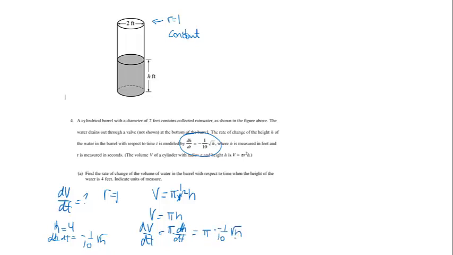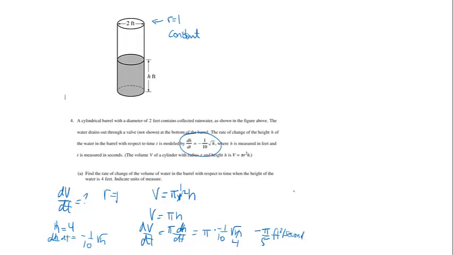And then they did tell us the height is 4. So then the square root of 4 is 2. 2 times 1/10 is 1/5. So this will be negative pi over 5. You could also have left it as 4/10 or 1/5 or whatever. And the units, we're talking about volume. So this will be feet cubed per, how often? Seconds.